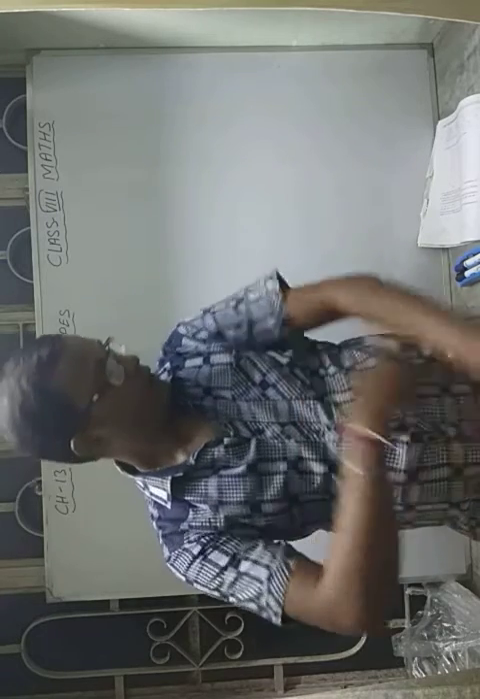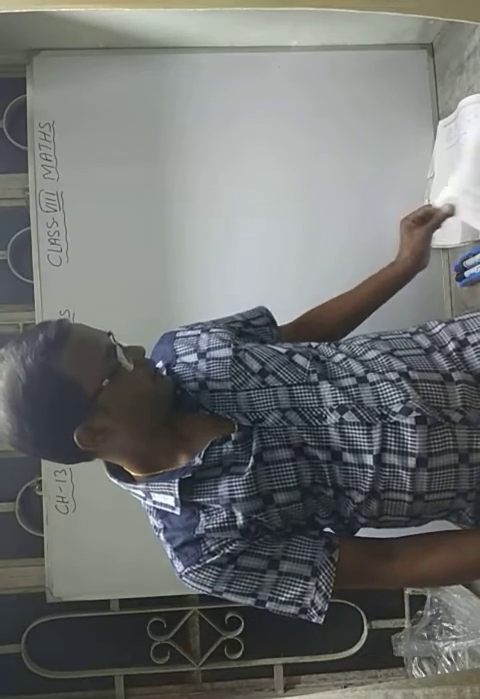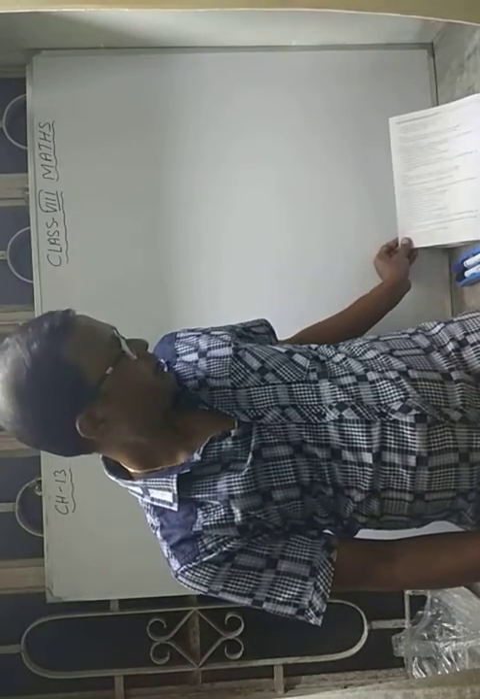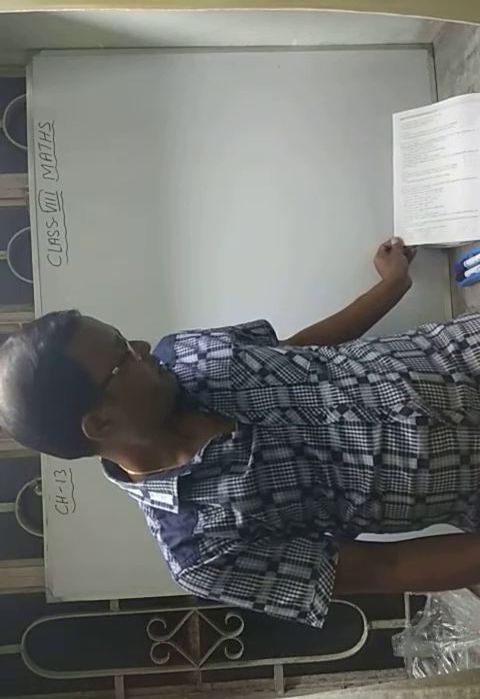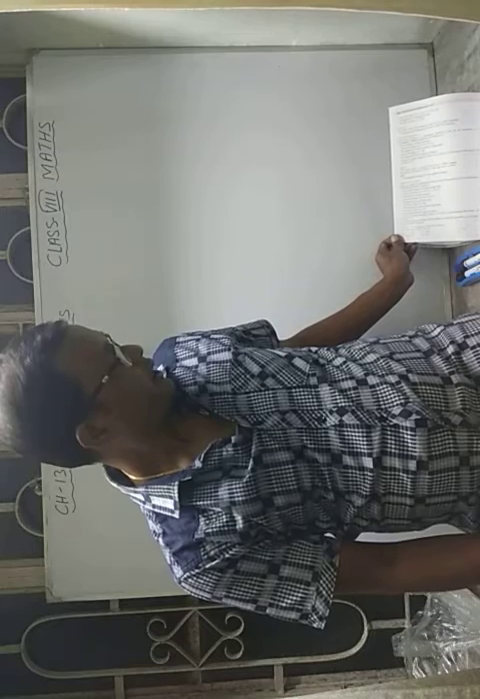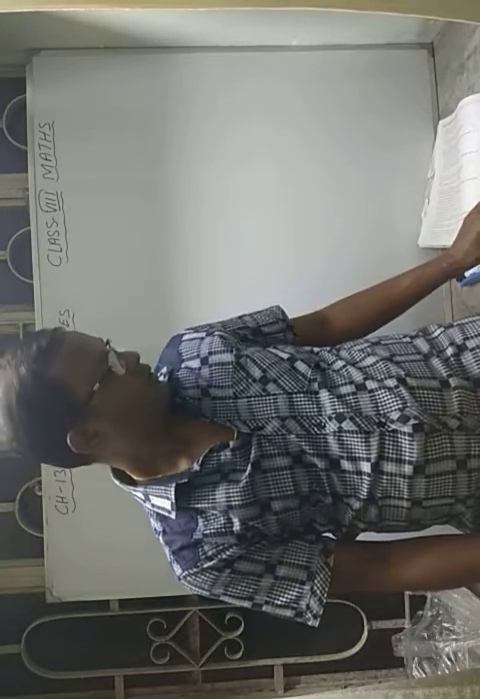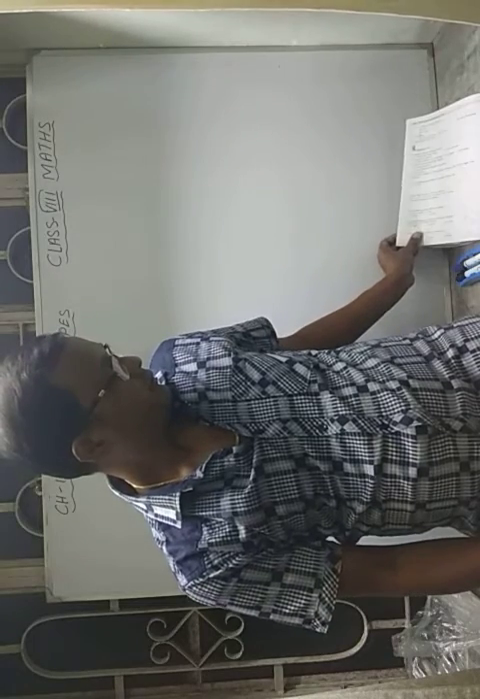Okay. So after that, another figure is the kite. Is it there or not? I don't know. Kite is not there in your book. So up to square, rectangle and rhombus is there. Trapezium is also not there in your book. So these are the properties of rectangle, square and rhombus.